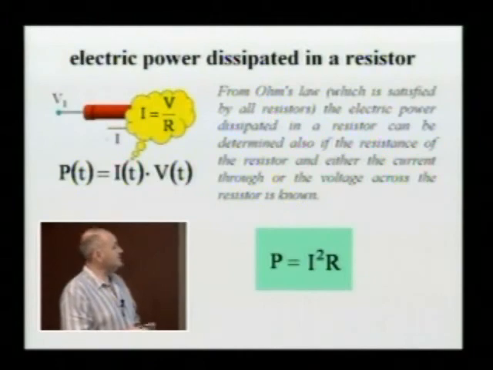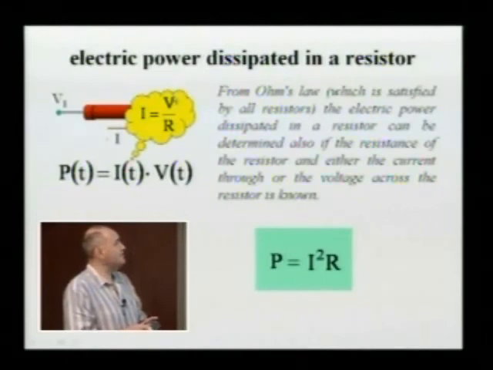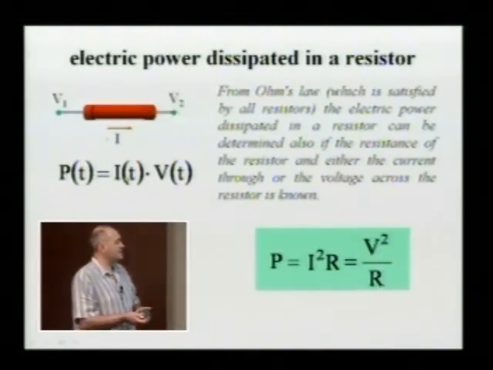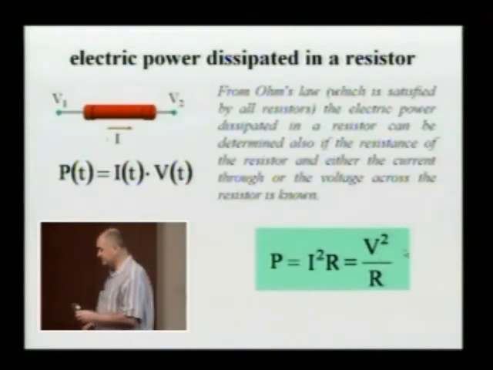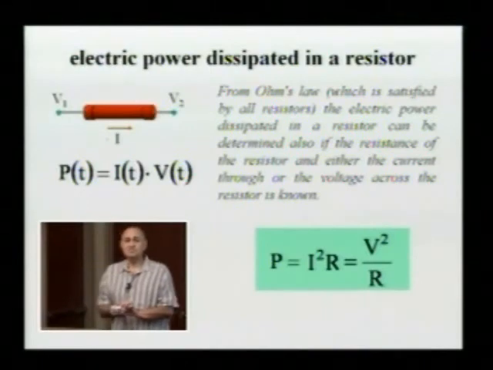I can also think about it that current, also from Ohm's law, solve for current. It is potential difference divided by resistance. So if I substitute current over here, I will get square of the voltage divided by resistance.